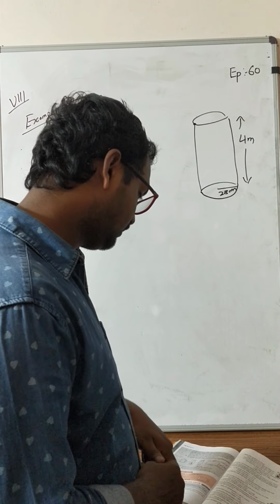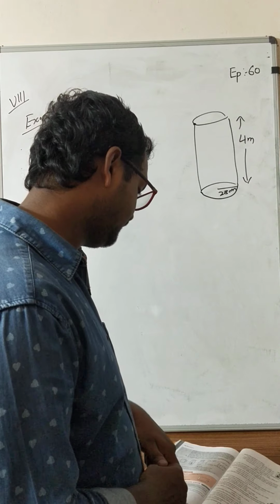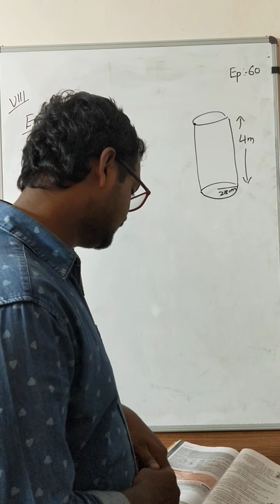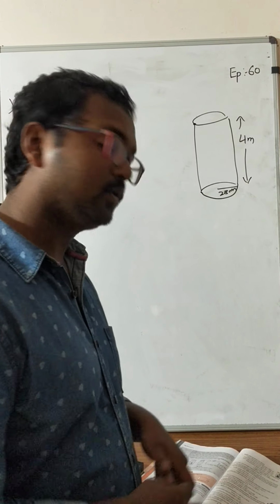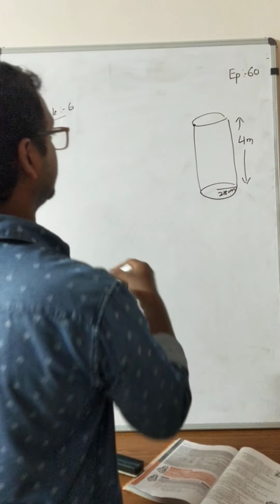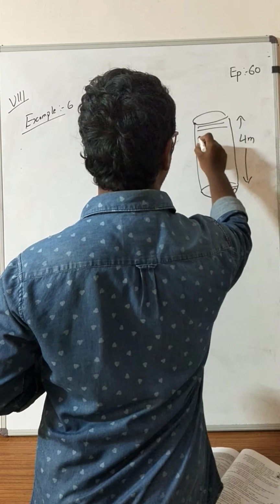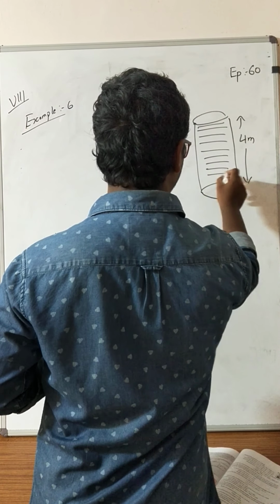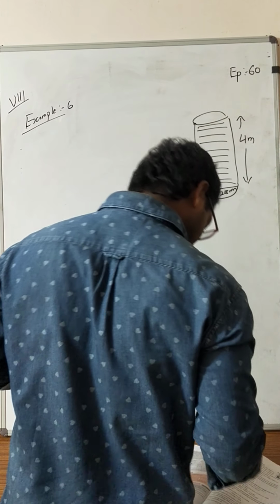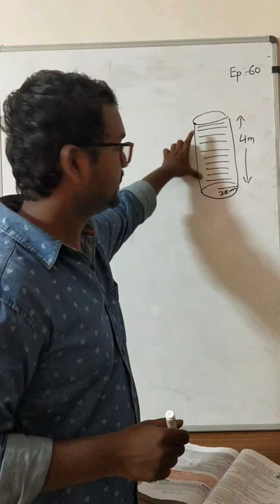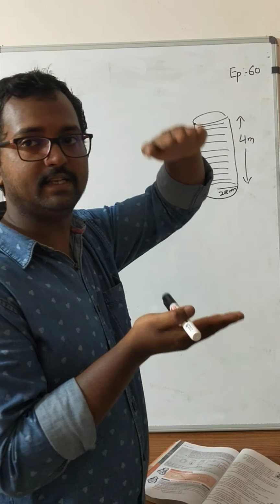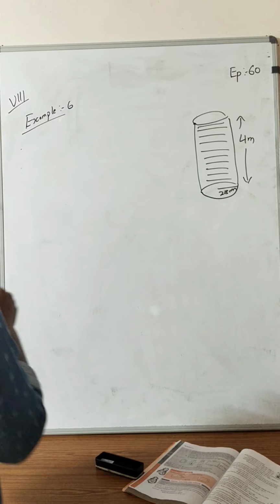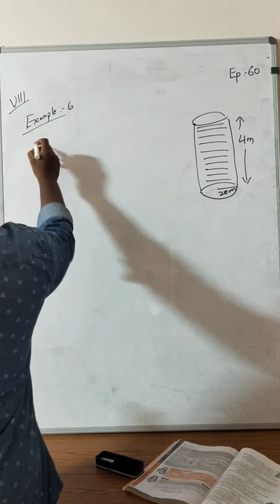Now see, find the total cost of painting the curved surface area of all pillars at the rate of 8 per meter square. So we are talking about curved surface area, which means we are going to paint this area only. We are not going to paint the bottom and the top of that cylinder. So let us start with the curved surface area of the cylinder.